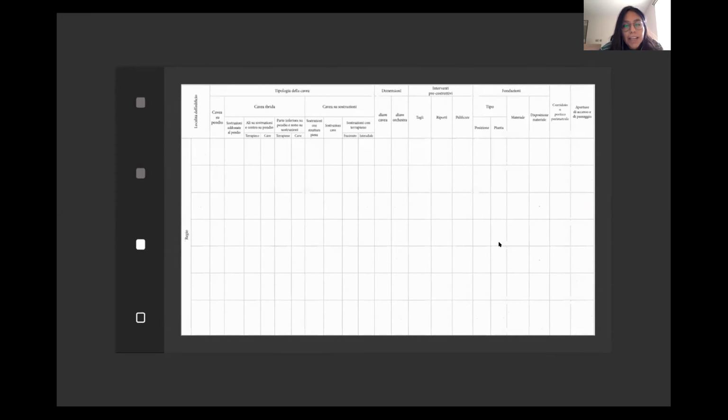This final data is the final table in which I explain the data that I have collected among all the theaters I have analyzed. In the first part of this table, there are the types of cavea. In the second part, we have the dimensions, with the diameter of the cavea and the diameter of the orchestra. Then we have the techniques of these structures, which include the preparation of the site, cuts, fill, stilts, when they are present, and the foundation: position, plan, material. Then we have the presence of a corridor or perimetral colonnade. And the last column is about the presence of access and passageways.